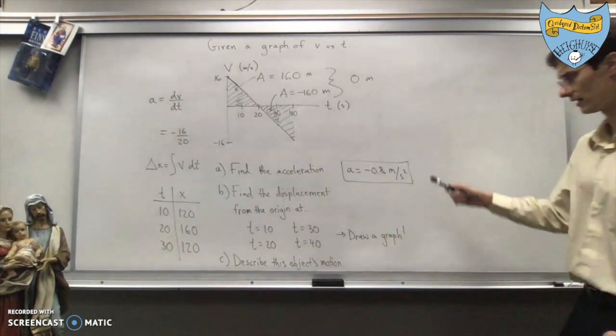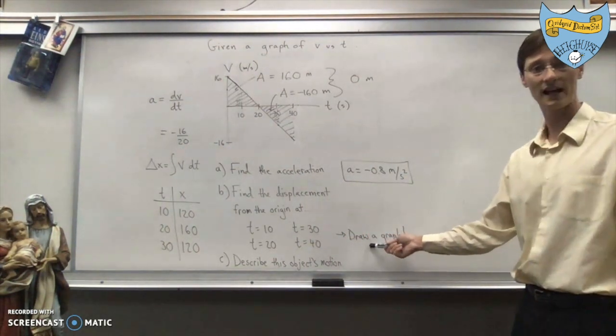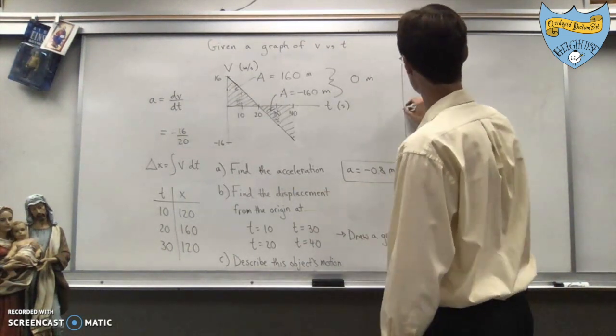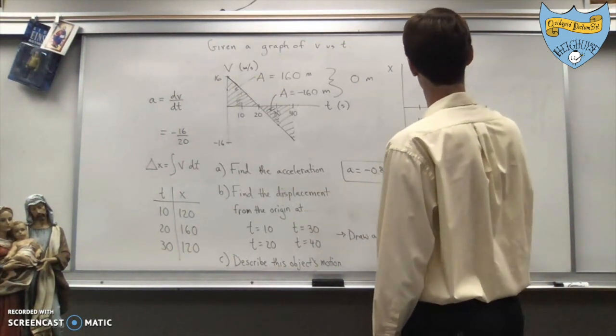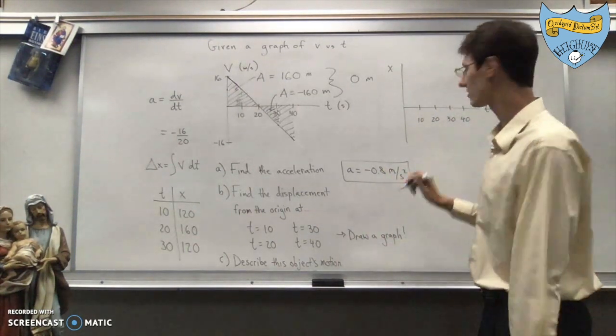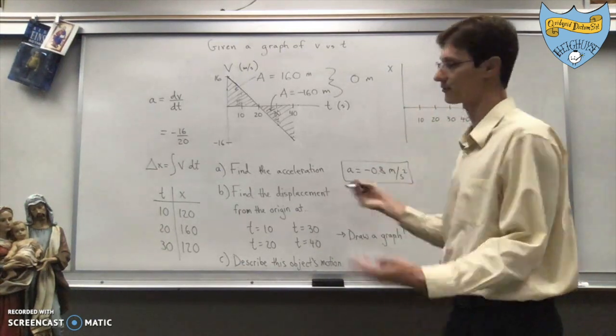All right, so let's do the other things. It says draw a graph, meaning draw a graph of displacement versus time. Always for these graphs, unless I very explicitly say otherwise, start at the origin. That's where it starts, okay?